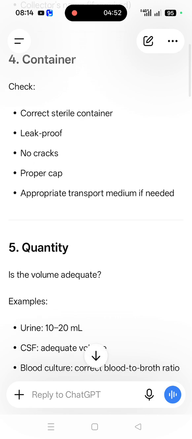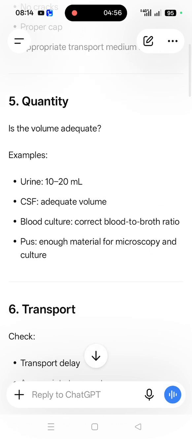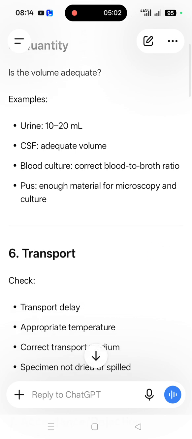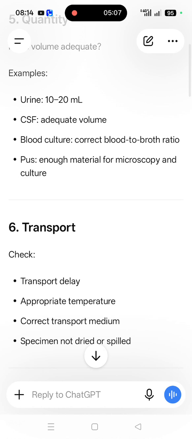So proper cap and all these things should be there in the container. Then quantity: is the volume adequate? Because that is very, very important. In case of urine, you want 10 to 20 ml. For CSF, adequate volume should be there. For blood culture, it is very, very important, because you have to maintain the blood to broth ratio.